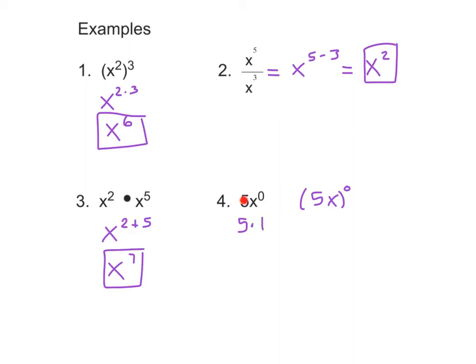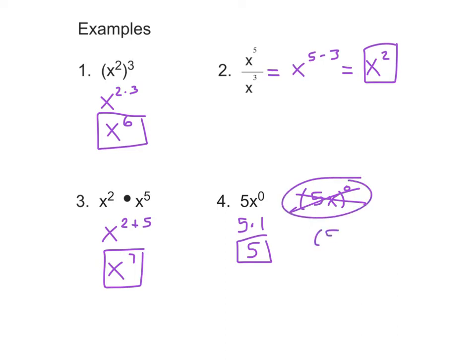Because notice in between the 5 and the x, multiplication is in between there. So I'm going to put that multiplication sign here, and 5 times 1 is 5. So our solution here, our simplified answer, is 5. That is a different problem. In fact, let's just take a gander at this one for a minute now that I did that.